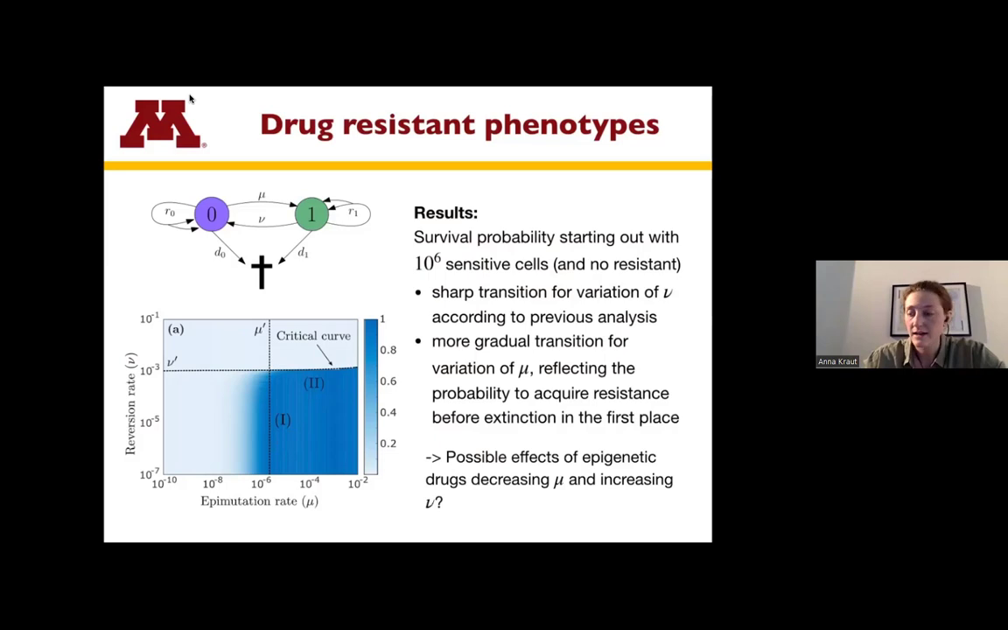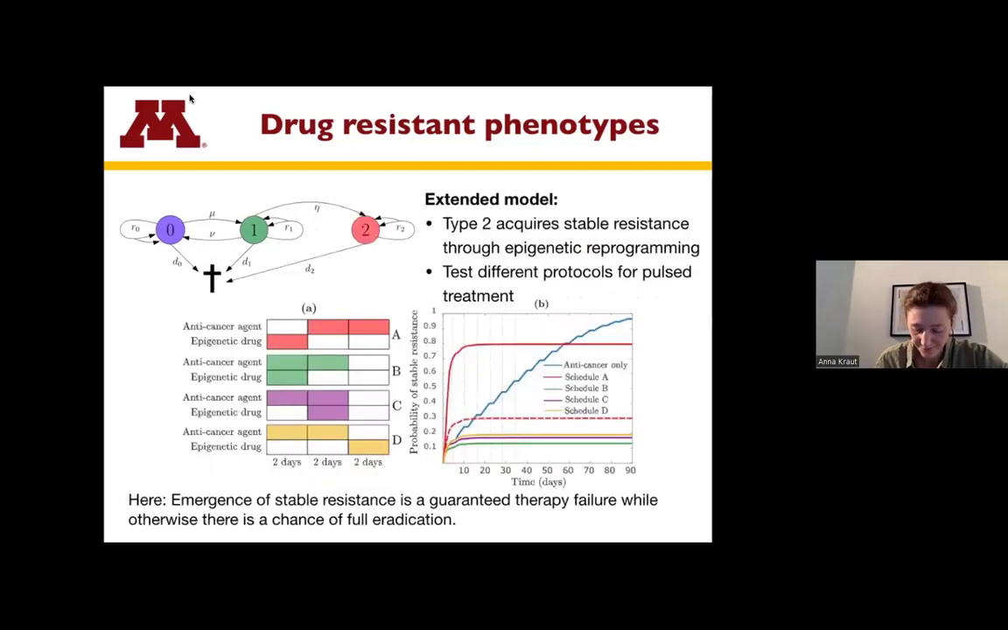So looking at this picture, what they have further done in their paper is to study the effects of combining the original treatment with a potential epigenetic drug that modifies these rates of acquiring dormancy or reactivating through epigenetic changes. So the goal is somewhat to decrease the rate mu of acquiring resistance or increase the rate of resensitization or reactivation, if you think about the dormant picture.